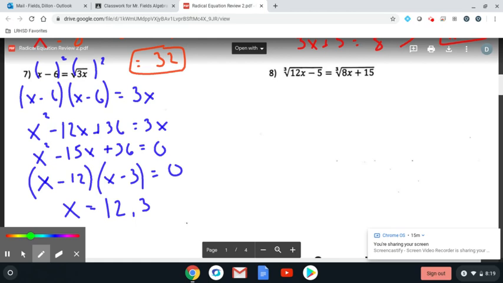So in this case, when we go through and plug 12 in, 12 is definitely going to work. You end up getting 6 is equal to the square root of 36. But when you plug 3 in, 3 does not work because 3 minus 6 on that left side of the equal sign is negative 3. And you have negative 3 is equal to the square root of 9. So 3 will not work, which means our only answer for this problem is x is equal to 12.